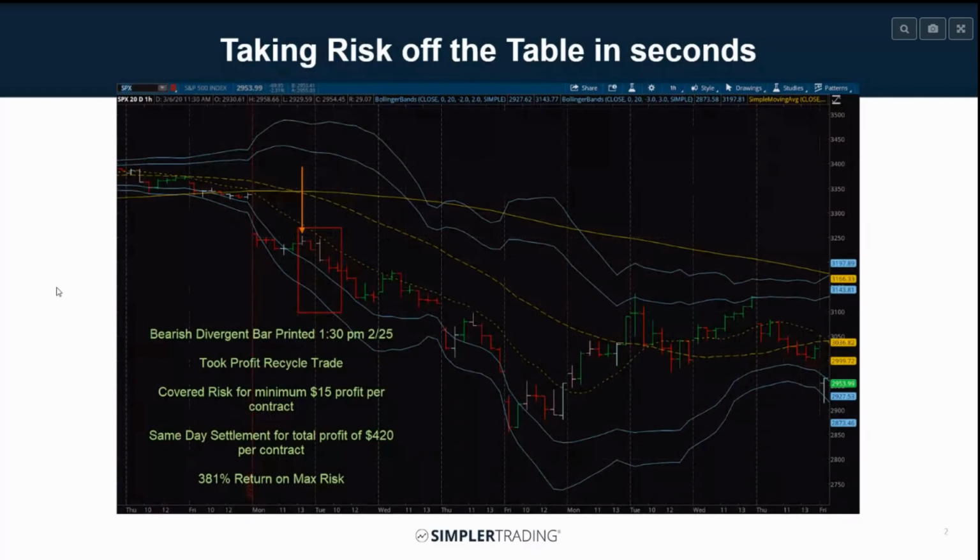This is just a forefront of the strategies and the low risk way that I like to do my trading, and how I'm able to take these trades sometimes just within a few seconds, within a minute of opening them and then locking in a profit like that.